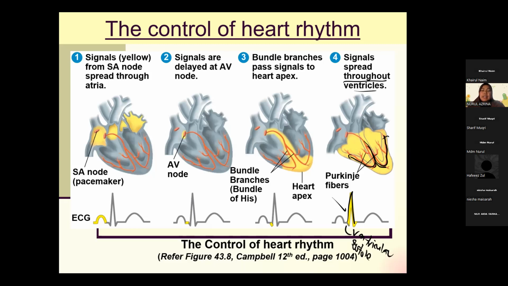Okay, right? So this is just a surface idea of what happened in the controlling of heart rhythm by the SA node and also the AV node, and what you can see in the ECG reading. Okay. Any questions?